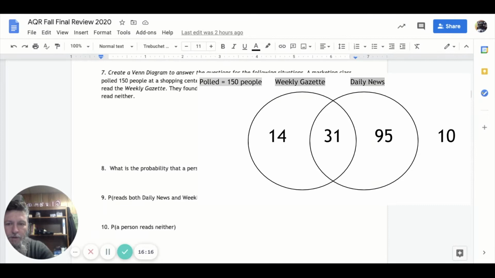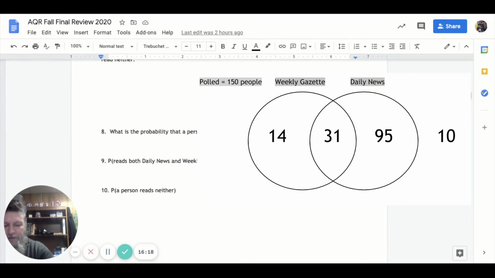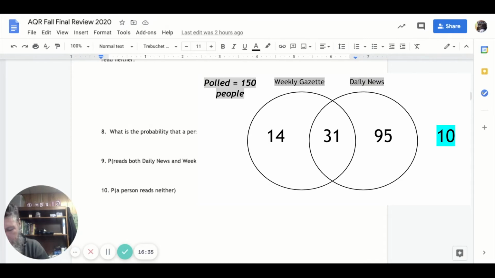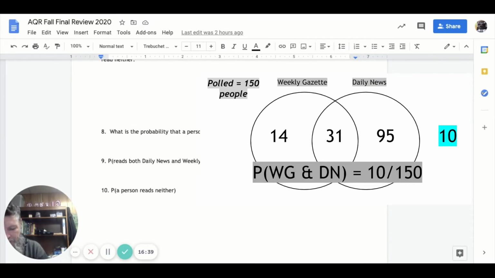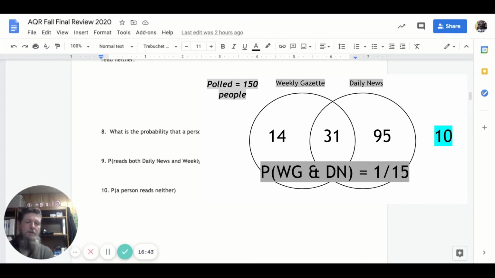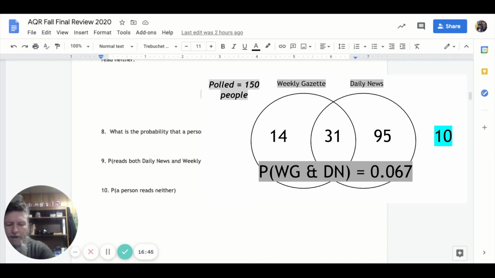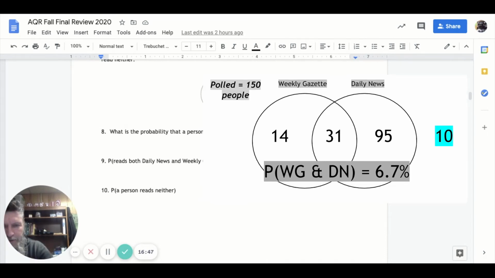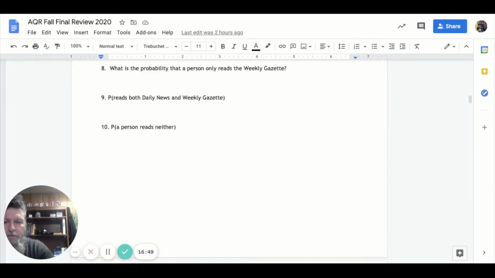All right, what is the probability a person reads neither? Oh, well, this actually makes it pretty simple. We know that 10 people don't read either, so it's 10 out of the 150. And you can find the answer for that by reducing it, changing it to a decimal, or making it into a percentage. Okay, so let's move on.